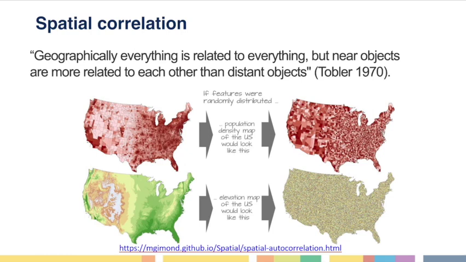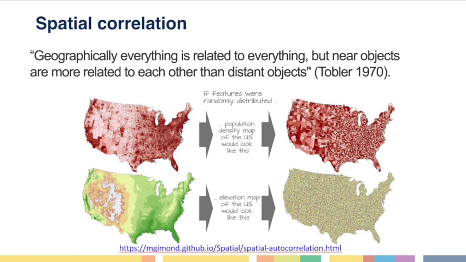Another important point about spatial data is to understand spatial correlation. And to begin, I would like to quote Tobler's phrase from 1970 that states, geographically, everything is related to everything, but near objects are more related to each other than distant objects. So, what does this mean?